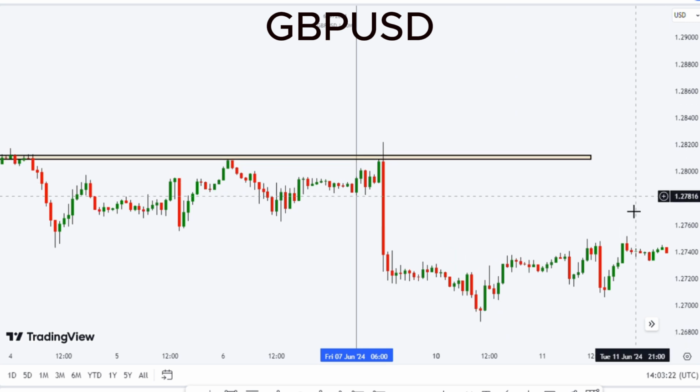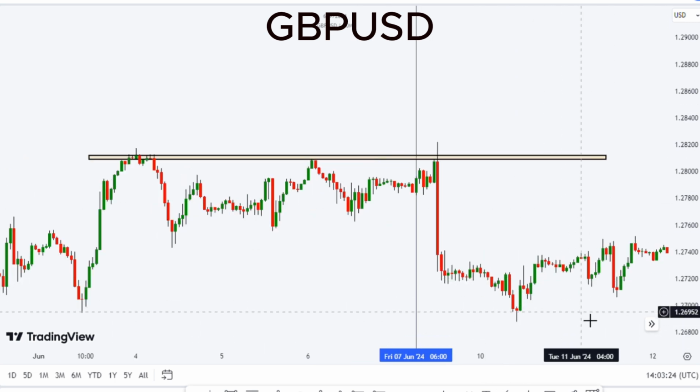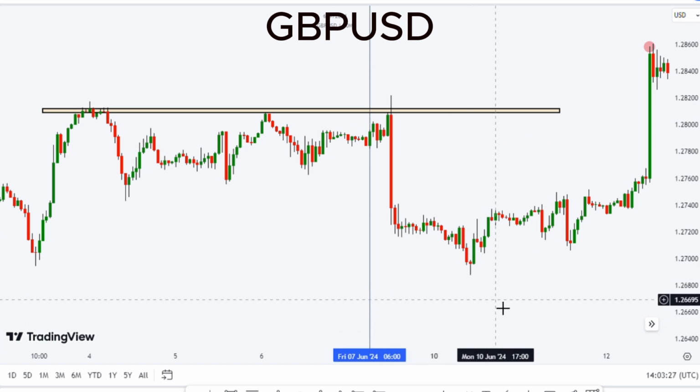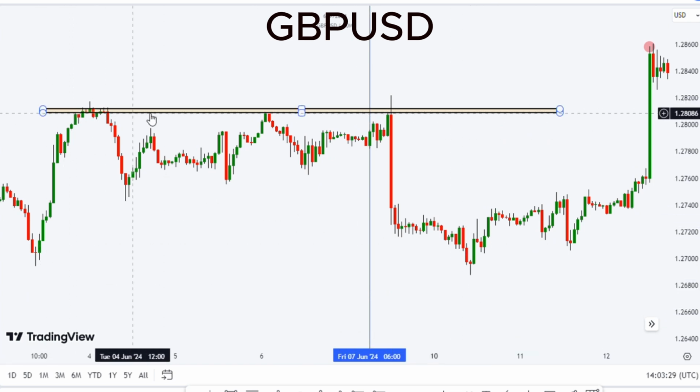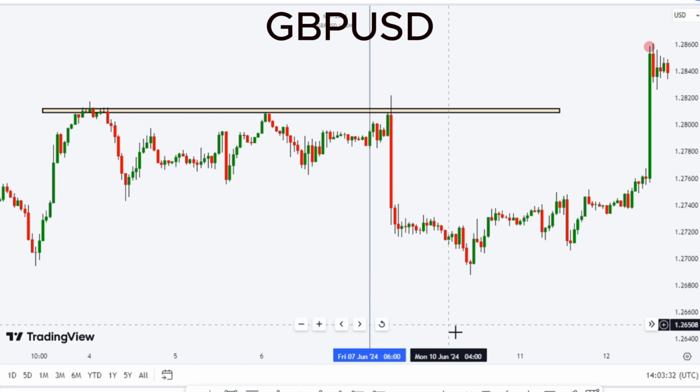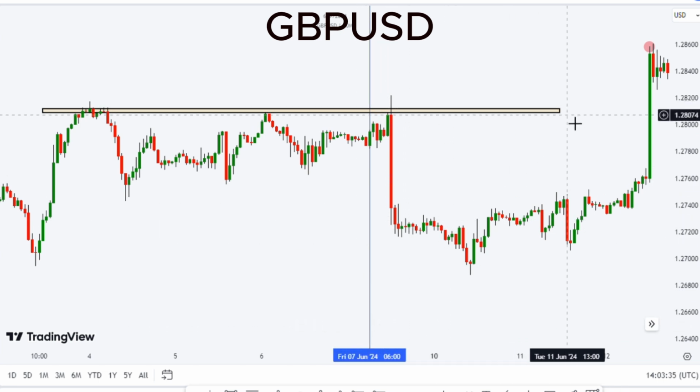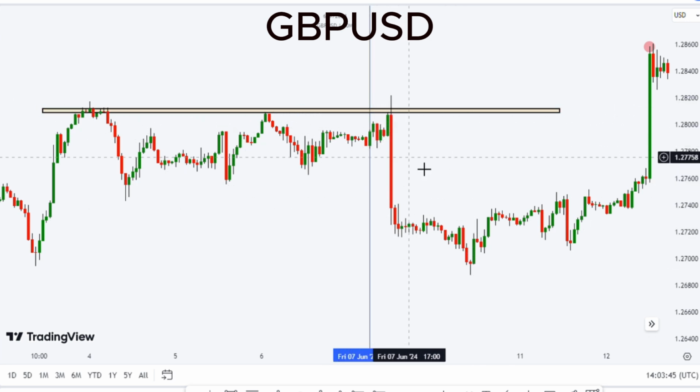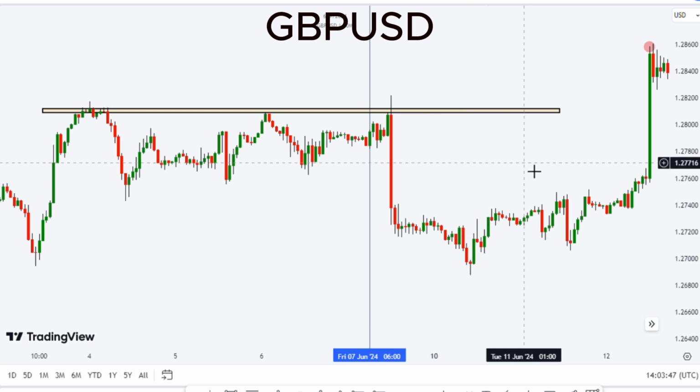So same thing here. Friday 7th June 6 a.m. Remember, on DXY price was on a support level, but here price is at a resistance level. Do we get it? Ranging within that area at the same time, and then what we saw was bearish, while DXY was bullish. DXY was bullish, so GBP USD would be bearish because the USD in GBP USD is now a quote currency.